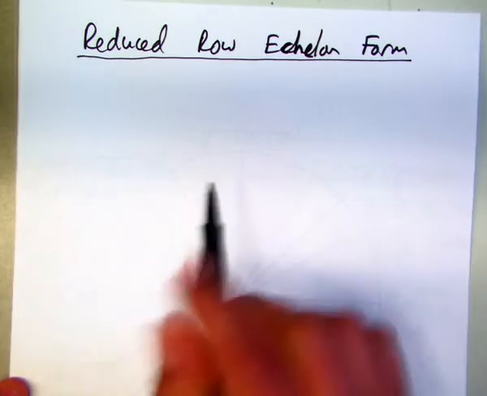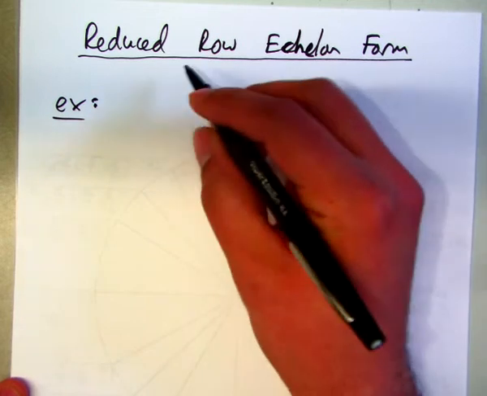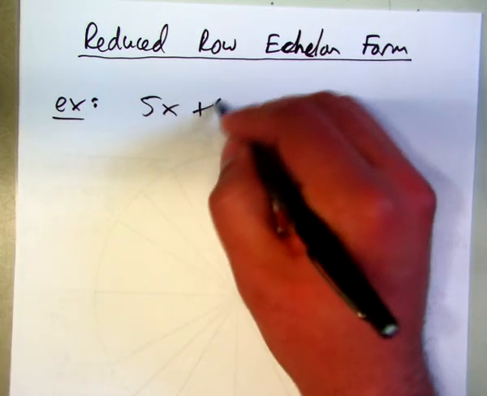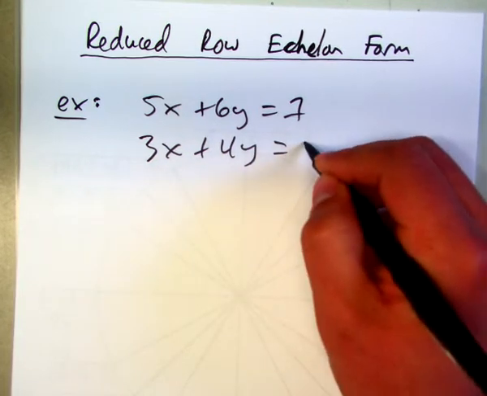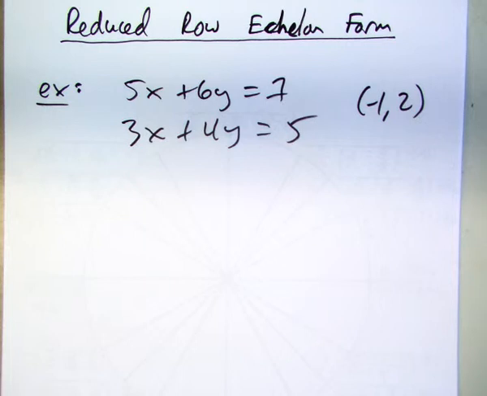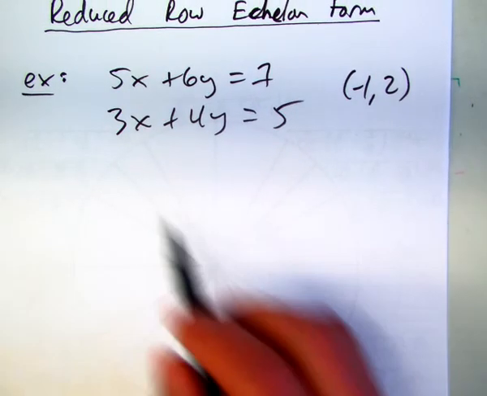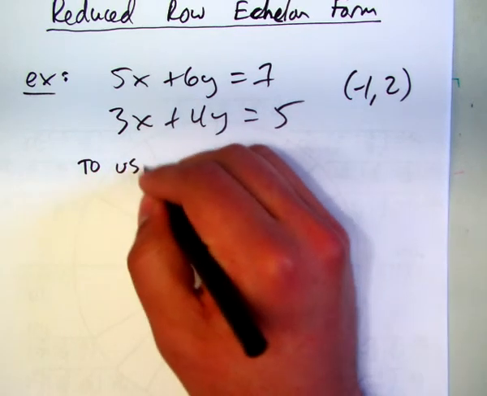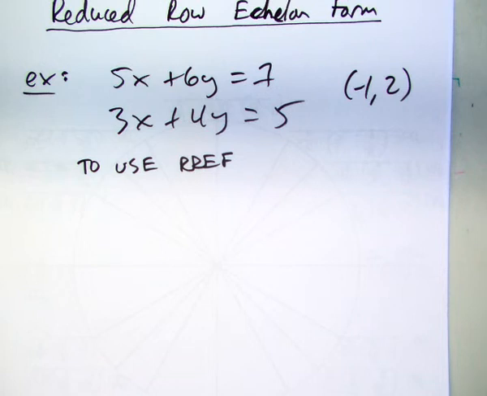Okay. Let's quickly do a system that we already know what the answer is. Let's make one up. 5x plus 6y equals 7. 3x plus 4y equals 5. This one we already know the answer is negative 1, 2. Good question. Let's use the calculator and find out how to use RREF on the calculator, and if we have time, I'll go through the calculations you'd have to do by hand, but I just want to show you on the calculator so you can get through some of the homework.